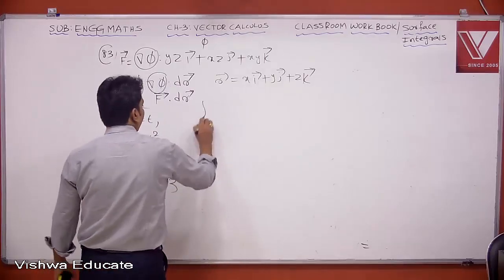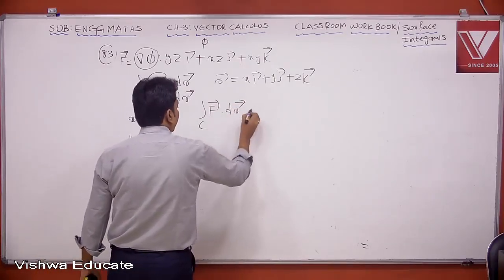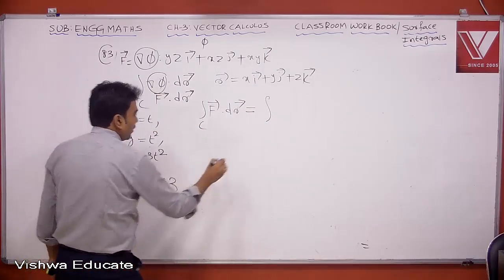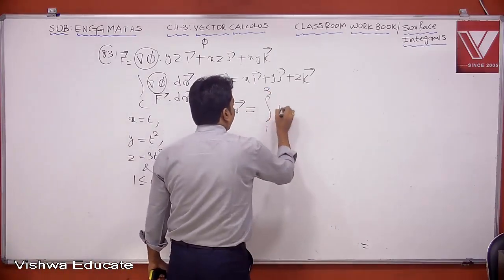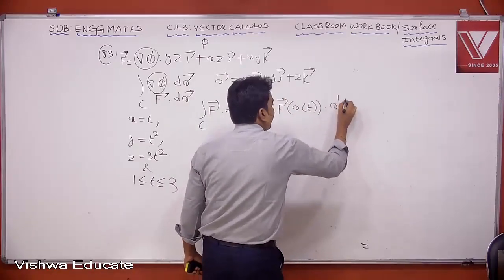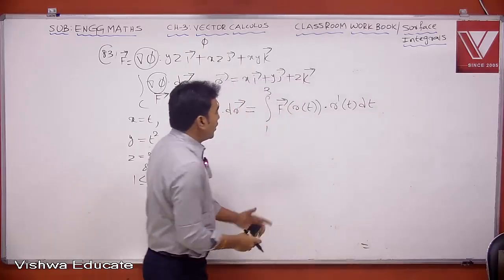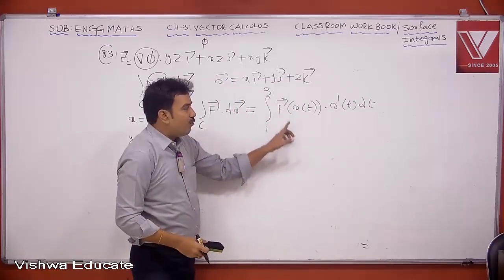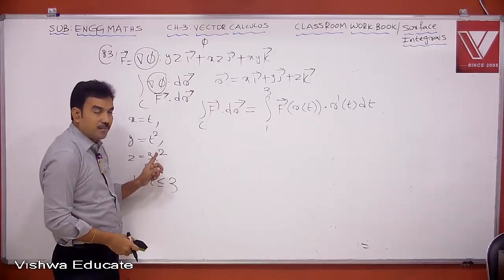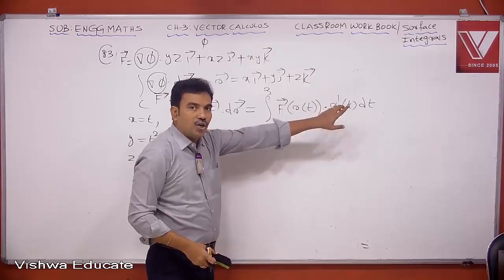See that this line integral f bar dot dr bar over C is nothing but the integral, what are the limits of t? 1, 2, 3. So integral 1, 2, 3 of f bar of r of t dot r dash of t dt. Now this is a dot product. What is this f bar? It is a vector where x is replaced by t, y is replaced by t square, and z is replaced by 3t square. R dash of t, you can find as a vector in terms of t.